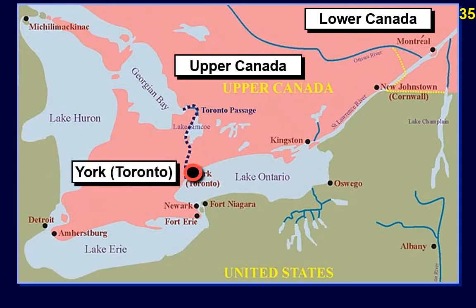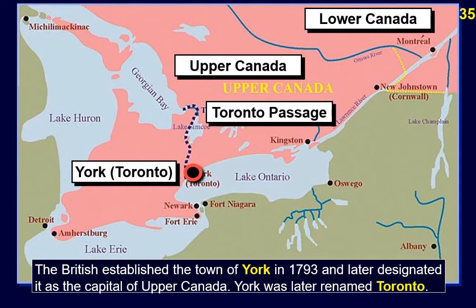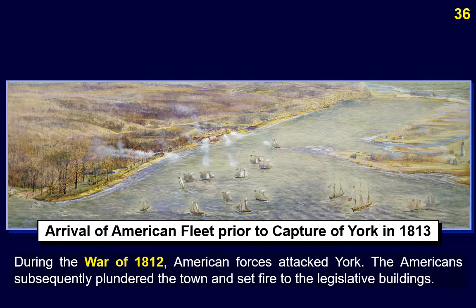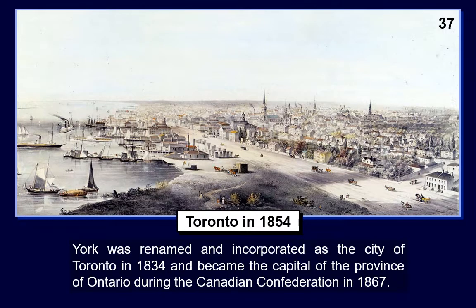The British established the town of York in 1793 and later designated it as the capital of Upper Canada. York was later renamed Toronto. During the War of 1812, American forces attacked York. The Americans subsequently plundered the town and set fire to the legislative buildings. York was renamed and incorporated as the City of Toronto in 1834, and became the capital of the province of Ontario during the Canadian Confederation in 1867.